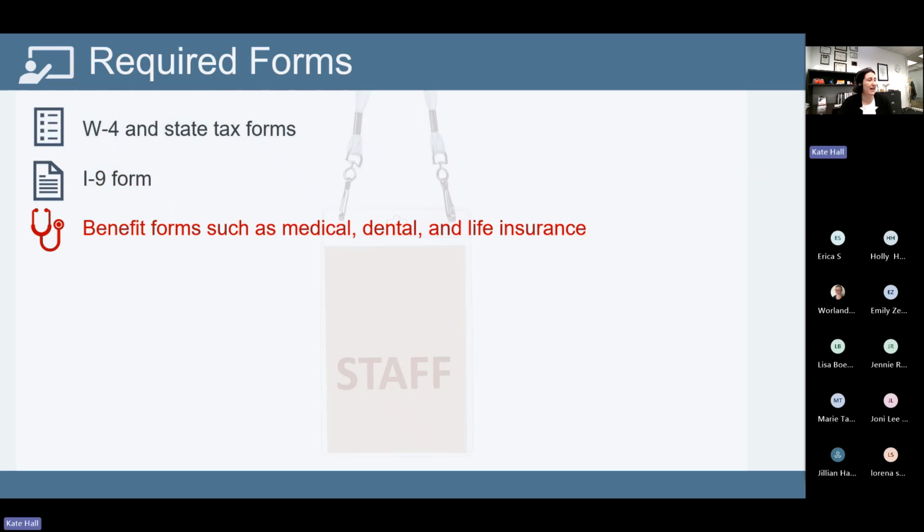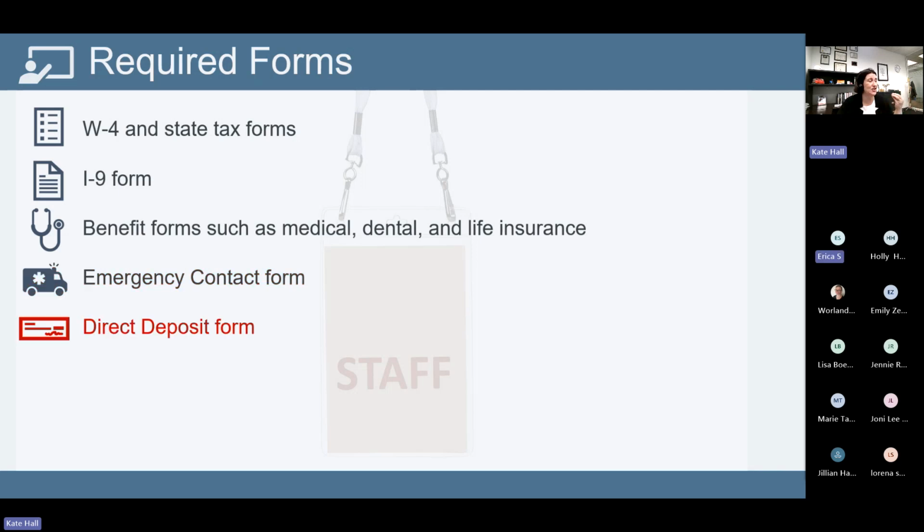You also will often have people fill out benefit forms. If it's full-time, and you're offering medical, dental, life insurance, you want to make sure that you tell them when you need the forms back. It might not be the first day. Some libraries start insurance on the first day, some it's the month after. It just really depends on your insurance. You need to have an emergency contact form.